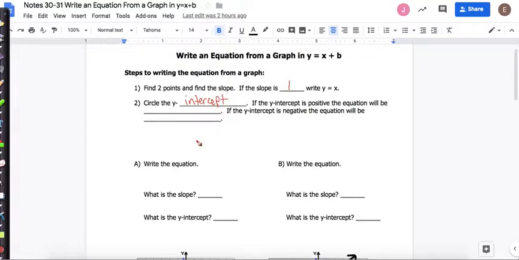If the y-intercept is positive, the equation will be addition. So in other words, if it goes through a positive number, the equation is going to be y equals x plus something. If the y-intercept is negative, the equation will be subtraction. So in other words, it will be x minus something. So let's see how that looks. Let's look at the graphs here, and we're going to have to identify the slope and the y-intercept, and then we're going to put it together to write an equation.